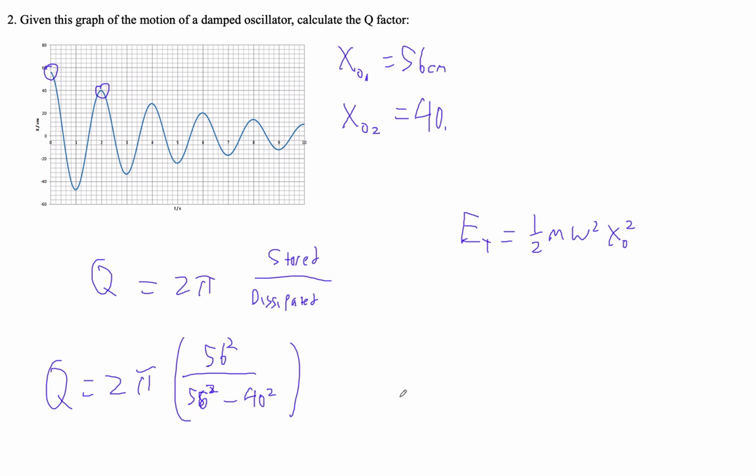Okay, so 2 pi times 56 squared divided by parentheses 56 squared minus 40 squared. This is 12.8. So that's about 13. I don't know how many sig figs we can really claim to have. I think we can claim to have a couple if we're reading a graph like this. Okay. Yeah.